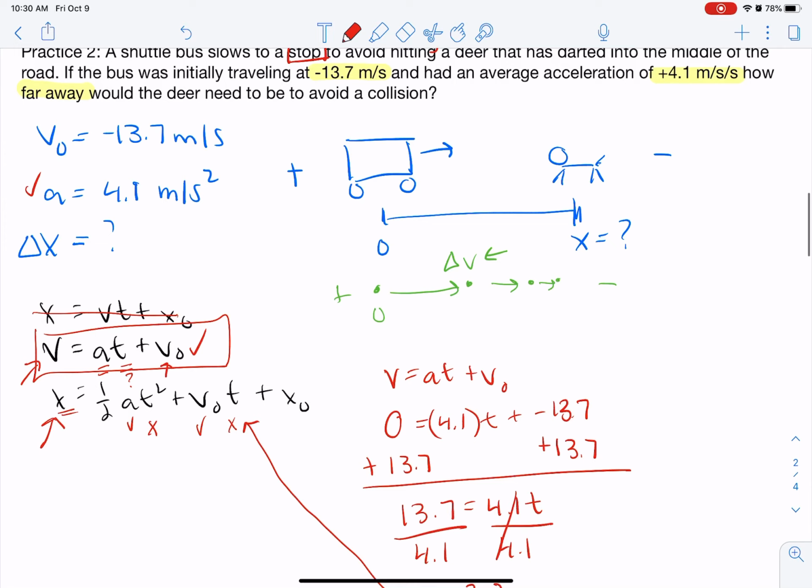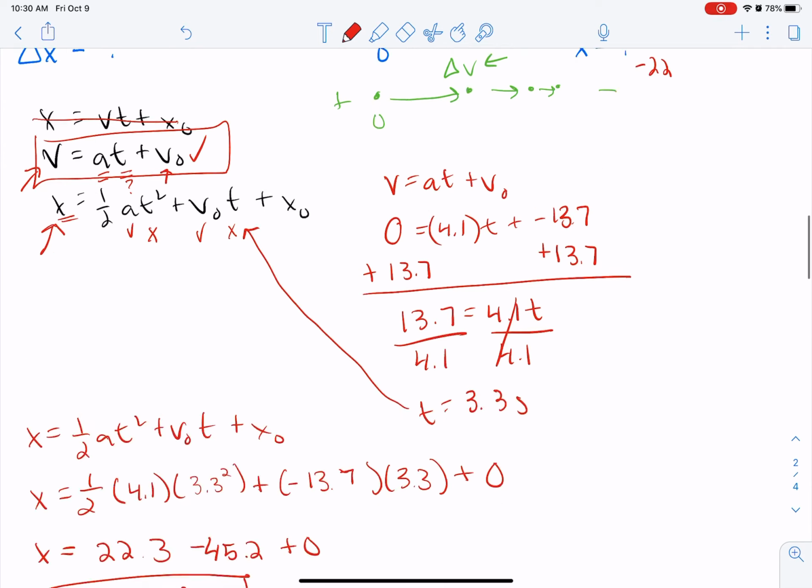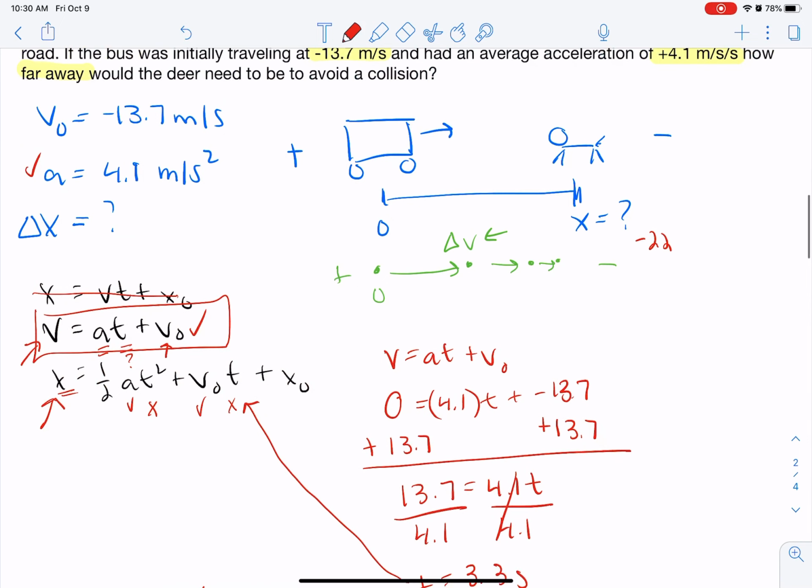Looking back at this, we're saying this is negative 22, what did I say, 0.9? Yes, 0.9 meters. So this makes sense, right? Because it's in the negative direction, and it's less than 0 because it's negative. So that's my final answer.